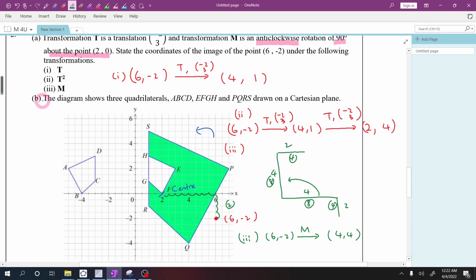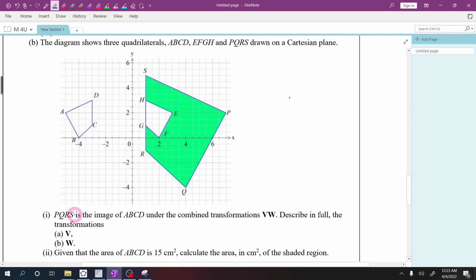Okay, now let's move on to part B. PQRS is the image of ABCD under the combined transformation VW. Describe in full the transformations V and W. So you notice that this question is actually trying to help you. It provides you E, F, G, H. It actually wants to tell you that A, B, C, D transform to E, F, G, H first, and then enlarge to become P, Q, R, S.